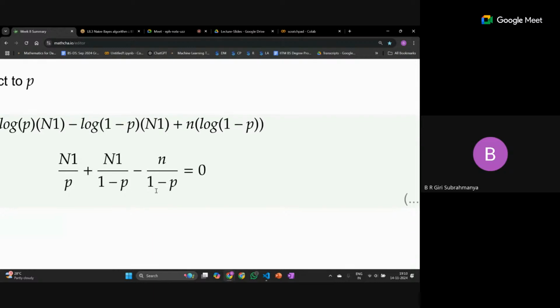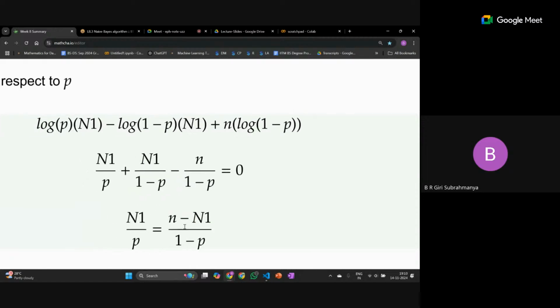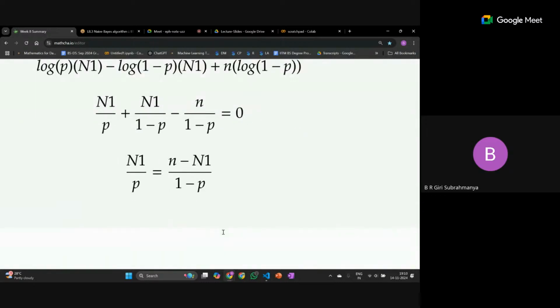To equate this to 0, let us keep this one here. Now this will become plus on the other side, and this will become minus on the other side. So this will become n minus n1. Now let's multiply everything. So you're going to get n1 minus npn1, which will be equal to np minus pn1. So these two are equal and will cancel out. So n1 is equal to np.